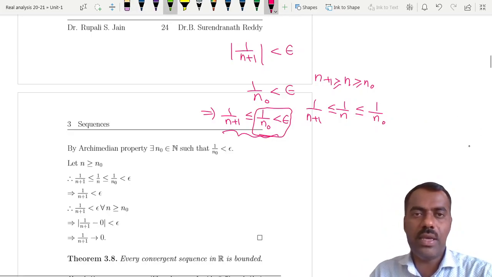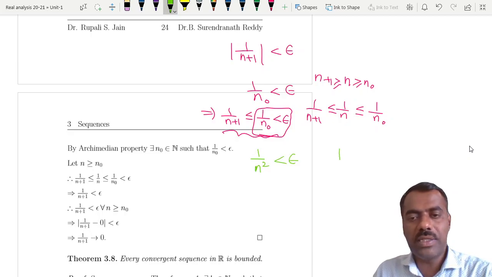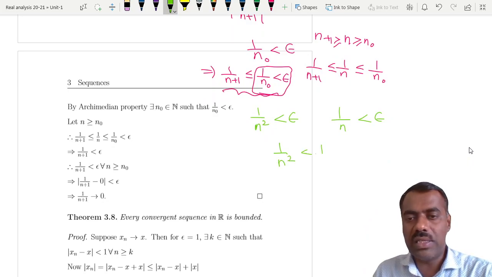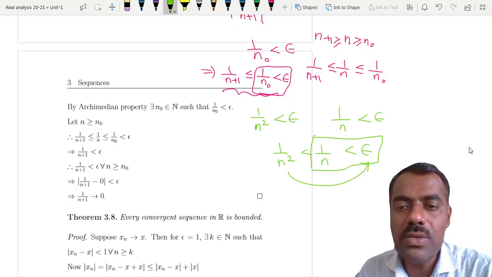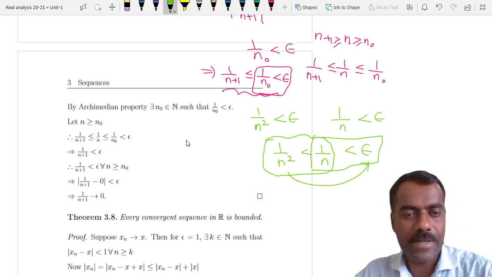So just to say, for example, you want to show 1 by n square is less than epsilon. Instead of that, just use the fact that 1 by n is less than epsilon. Find such n, then use the fact that 1 upon n square is less than 1 upon n, which is less than epsilon. So instead of directly showing that 1 by n square is less than epsilon, what we are showing is the simpler one, 1 upon n is less than epsilon, and we are using the relation among these two, right? So several times in this course we'll see such relations, right?